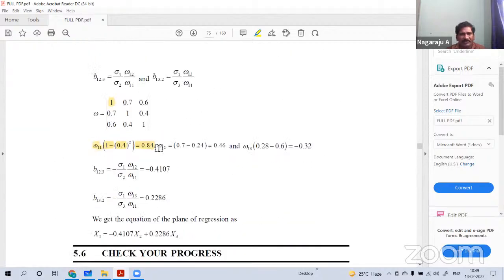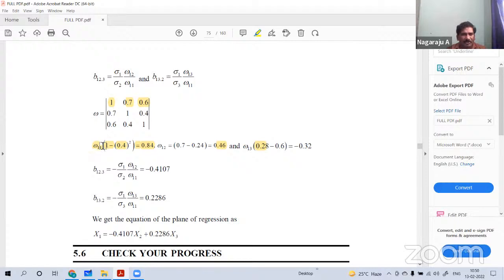Next, I will go for W12. W12 is also the same. This is the 0.7 value. It is 0.7 minus 0.6 into 0.4, how much? 0.24. The subtracted value is 0.46. Next, the 0.6 value, its row and column eliminated. The remaining elements: 0.7 into 0.4, how much? 0.28, minus 0.6 into 1, 0.6. So I got W11 and W12, and similarly W13.